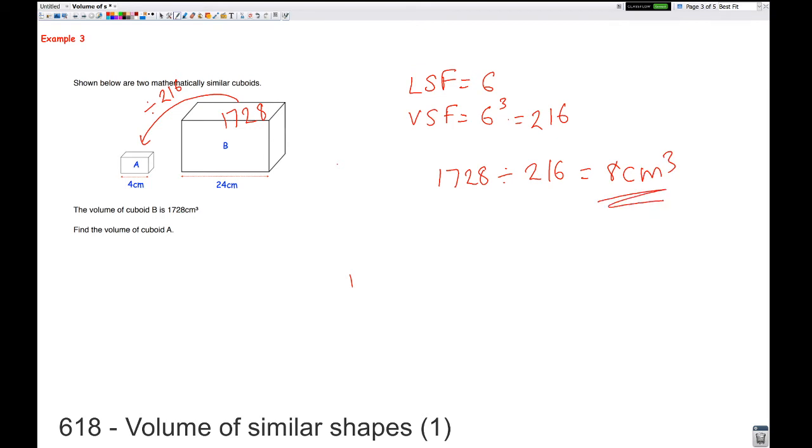So now, guys, can you please go on to task 618, volume of similar shapes 1, watch the video, make notes from the Hegarty video, do their examples and have a go at the task. Pause this video here, and when you're ready and done with that one, you can resume the video.